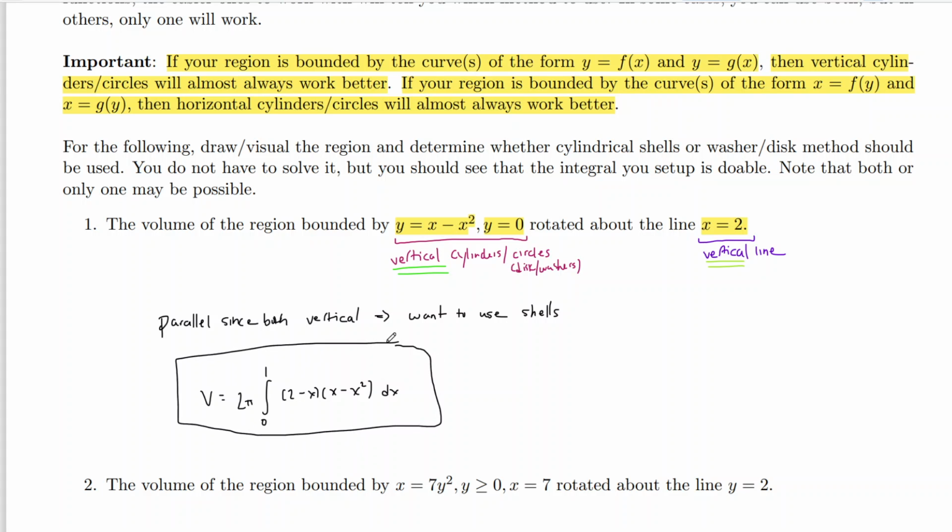Now, the most important thing about these problems that I have here is just to notice which one to do. But it does help if you want to go through and just set it up to know that it's actually doable.